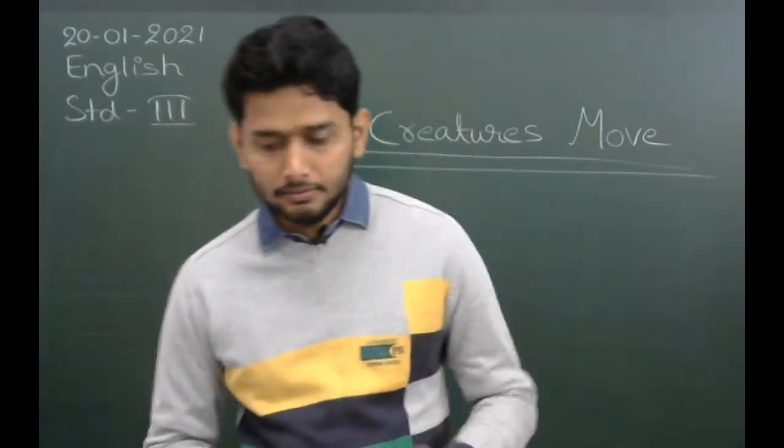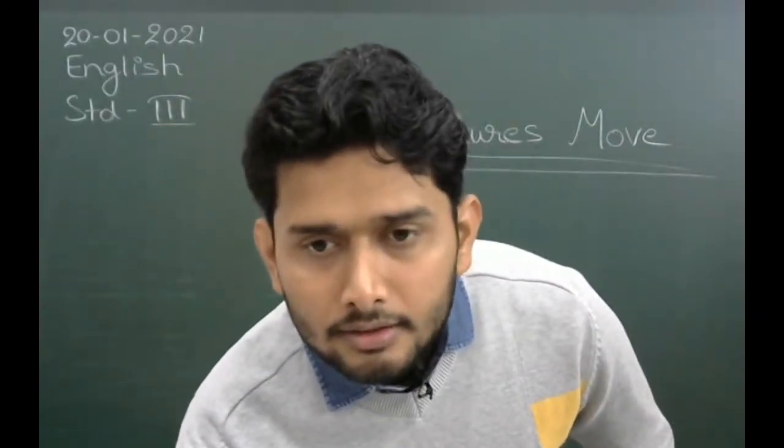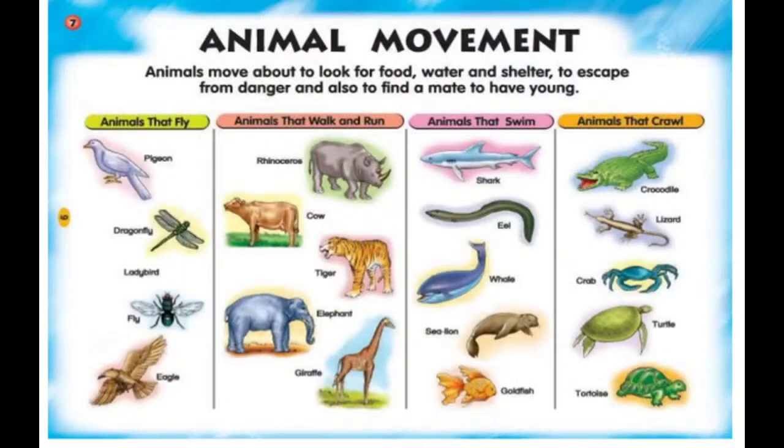Okay, so I am going to show you a picture. See this picture on your screen. Okay, very good. Ojasvi, Siddhant, very good. Now see this picture on your screen. Animals that fly are pigeon, dragonfly, etc. Animals that can walk and run: rhinoceros, cow, tiger, elephant, etc. Animals that can swim: shark, eel, etc. Animals that crawl: crocodile, lizard, and many more animals.